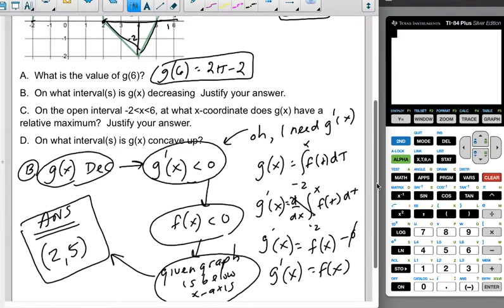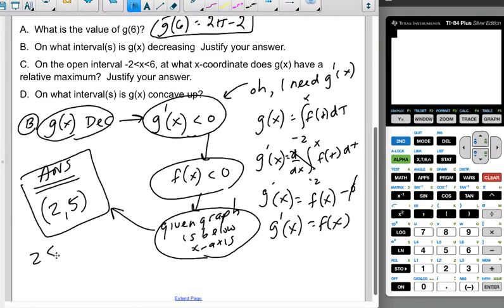Or the other way to answer that would be to say 2 is less than x is less than 5, but I always prefer this. And this is my justification, right? I walked through and said, this is what you asked me. This is what it means mathematically. This is how it translates to the function I can see with my eyeballs. This is what my eyeballs are looking for. Boom, there's an answer. That's my justification. All right.